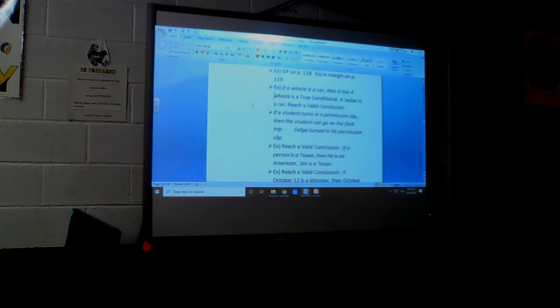Now, instead of saying a vehicle, we specifically say a sedan is a car. We're telling you that. So what conclusion can we make? It has four wheels. Okay? So again, we said a general statement, and then we got specific. We even got more specific in the one that we talked about. How about the next one?